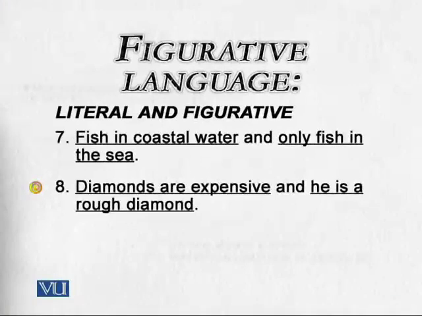Some more examples: diamonds are expensive, and he is a rough diamond. Diamond, fine, we understand the literal meaning, but can someone be a diamond also? When we say someone is a diamond, it means someone is rare in his attributes, his qualities, his capacities, his skills, his qualifications, for example. Or someone is fruitful, so helping, so kind, so considerate. So you can call people diamond. If you call someone a rough diamond, it means someone has skills but needs polishing, for example.